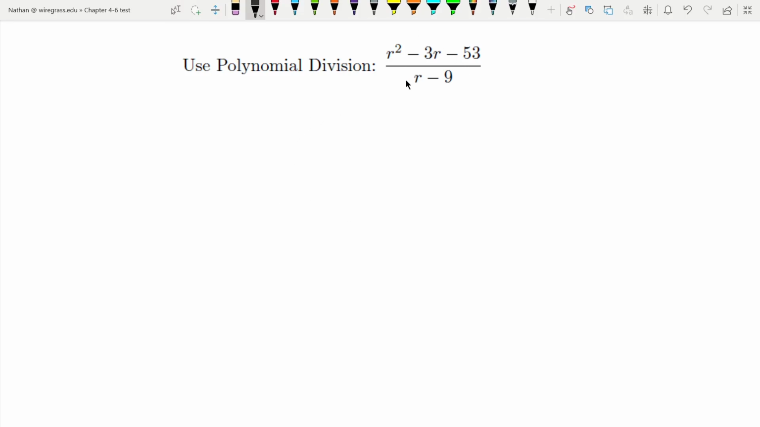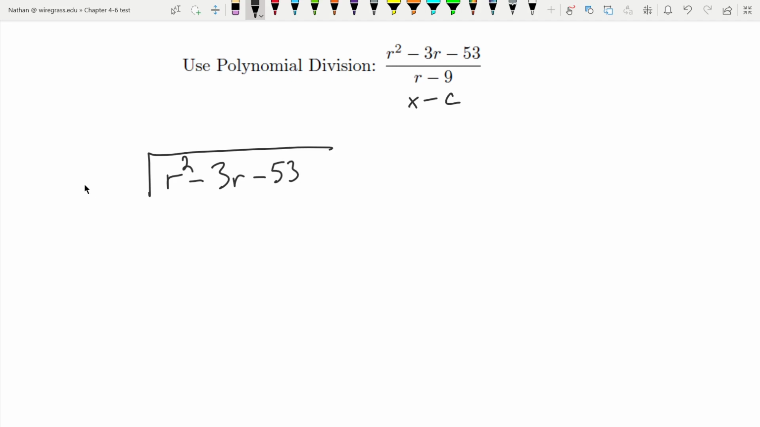We can use polynomial division for this and to simplify it. We can also use synthetic division because this satisfies the right form, x minus c. So either way, you get the same answer. I can show you both ways here, though. So first off, we're going to do r squared minus 3r minus 53.